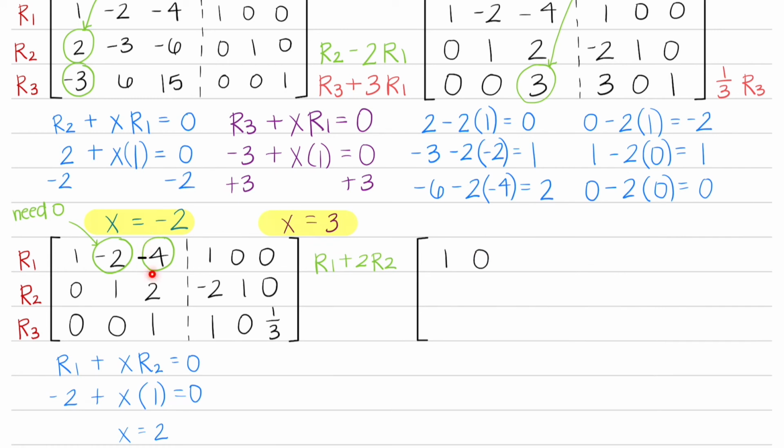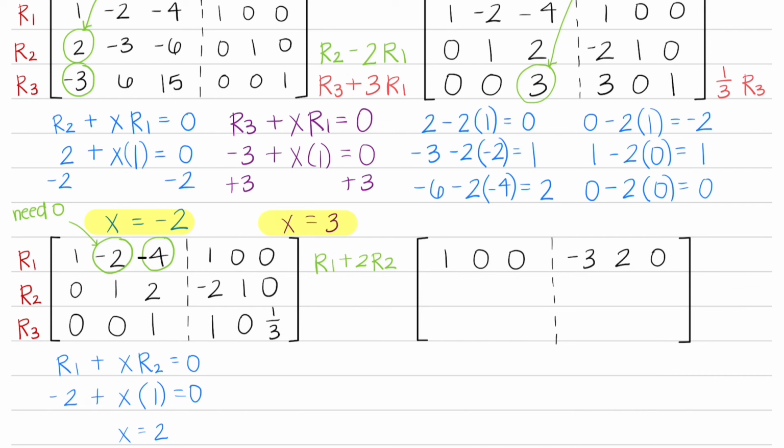For the third term, -4 plus 2 times our third term in row 2, which is 2, you get -4 plus 4, which is 0. Now our fourth term, 1 plus 2 times -2, which is -3. Our fifth term, 0 plus 2 times 1, which is 2. And our last term, 0 plus 2 times 0, which is 0. Now we have our zeros where we want them in the first row. Let's move on to the second row.